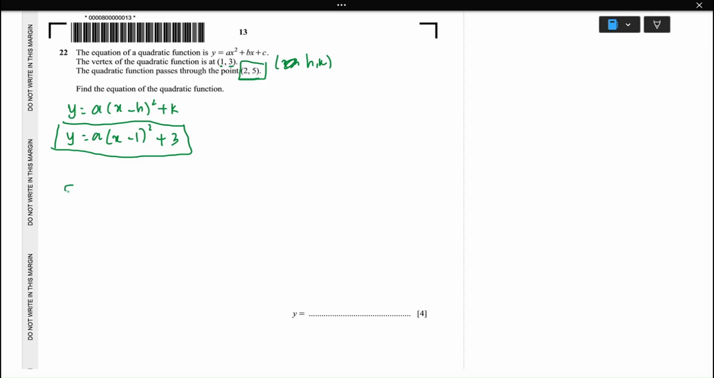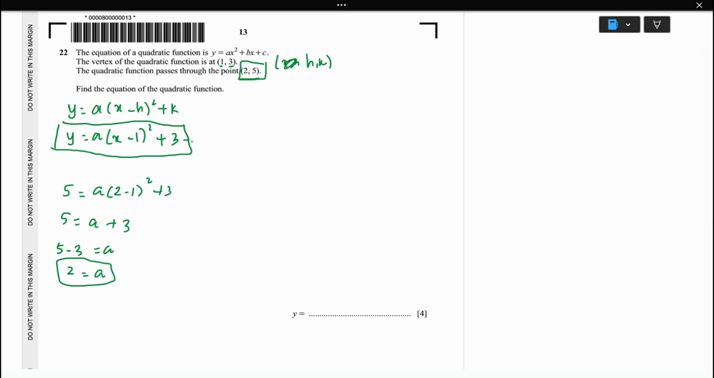So y equal to 5. 5 equal to a into x, which is 2, 2 minus 1 whole square plus 3. So 5 equal to a into 2 minus 1 is 1, 1 square is going to be 1. 1 times a is a, so I'll leave it as a. Next, I'll bring 3 this side. So 5 minus 3 equal to a, which is 2 equal to a. So we got the value of a as 2.